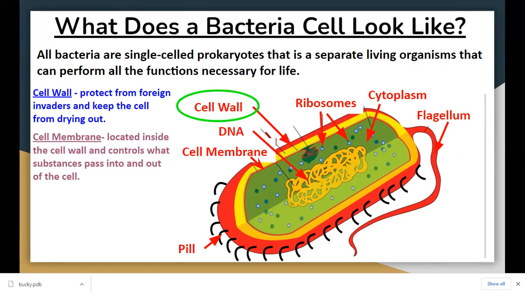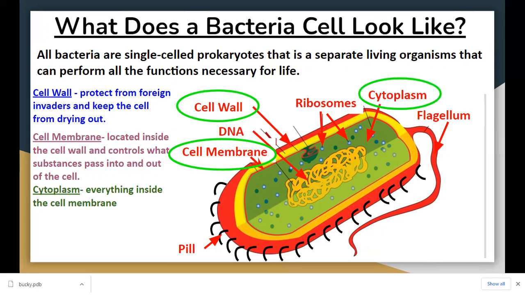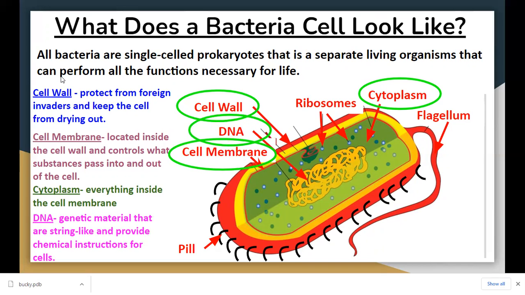The cell membrane is located inside the cell wall, and it controls what substances pass into and out of the cell. There's the cell membrane. The cytoplasm is everything inside of the cell membrane. It's represented in green in this picture. It's not necessarily green, though. There's the cytoplasm. The DNA is the genetic material that is string-like and provides the chemical instructions for the cell. There's the DNA, that string-like stuff in the center.